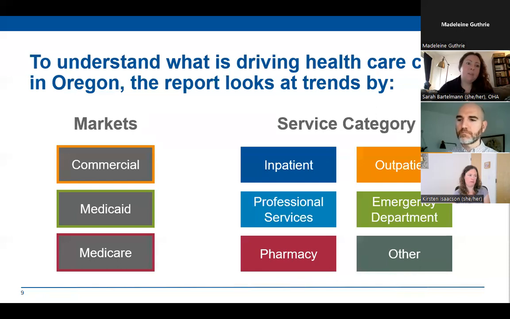Next slide. So just a little bit about definitions. We look at reports by market, and when we say market, we mean Medicaid, Medicare, and commercial. And when we say service categories, we're talking about inpatient, outpatient, those are hospital-based services, professional services, emergency departments, pharmacy, and other, which is a little bit of a catch-all, and we'll get into more detail when we get to chapter 2.